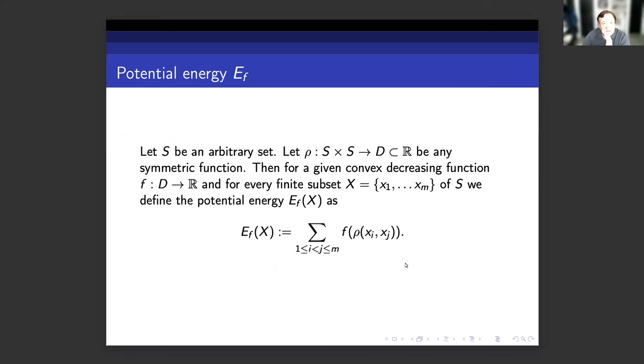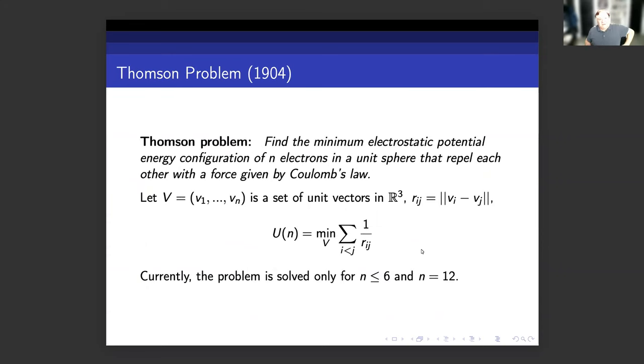The next question: let us discuss our goal, to extend and apply this theory to optimal configurations of points. Let us briefly consider the Thomson problem. Thomson stated this problem in 1904, asking: find the minimum electrostatic potential energy configuration of n electrons on the surface of a sphere that repel each other with the force given by Coulomb's law.